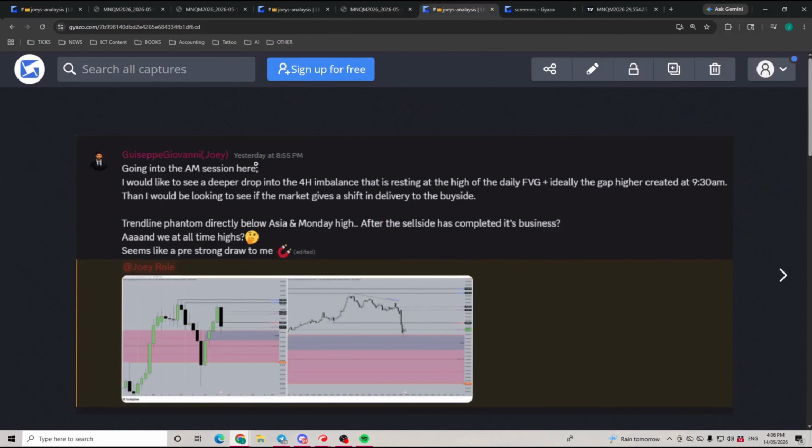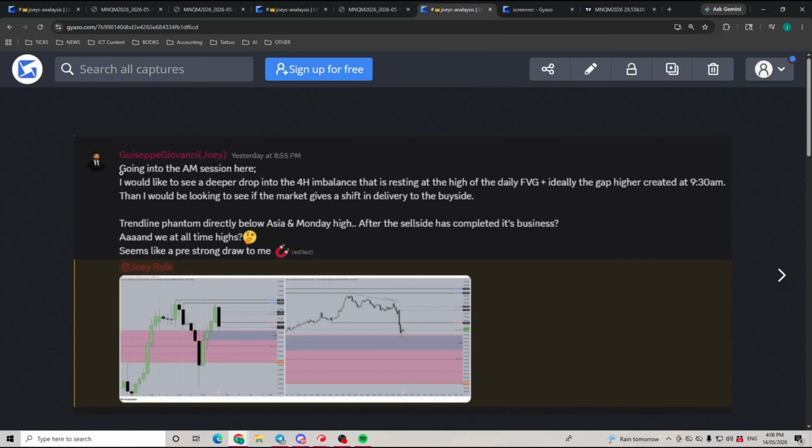So then going further into the day now, 8:55 p.m. Going into the AM session here, I would like to see a deeper drop into the 4-hour imbalance that is resting at the high of the daily fair value gap, plus ideally the gap higher created at 9:30, then I would be looking to see if the markets give the shift in delivery to buy side. Trendline phantom directly below Asia and Monday high after the sell side has completed its business, and we're at all-time highs. So it seems like a pretty strong draw to me. Okay, I was being facetious here. So if we go into the next screenshot of this screenshot of price action down here, we get this.